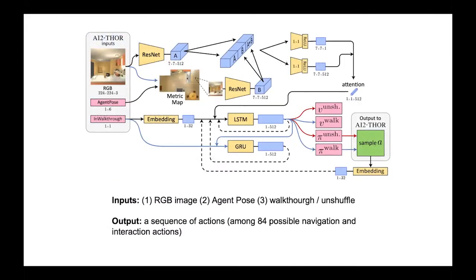So here is the model. I'm not going into the details of the model. The thing that I want to emphasize is just the input and output. So the input is the egocentric observation of the agent. We also provide the agent pose, and there's a bit that specifies if we are in the walkthrough phase or in the unshuffle phase. And the output is a sequence of actions among 84 possible navigation and interaction actions.